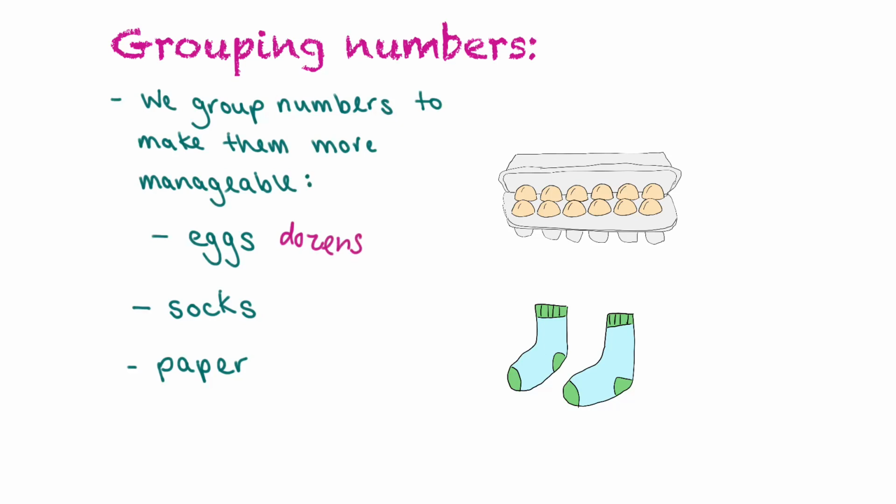Socks we group in pairs. Paper sometimes is grouped in reams. If we go back, dozens are 12, pairs are in twos. Reams of paper are actually groups of paper of 500. So when you collect a package of paper to put into the photocopier, that's a ream of paper.